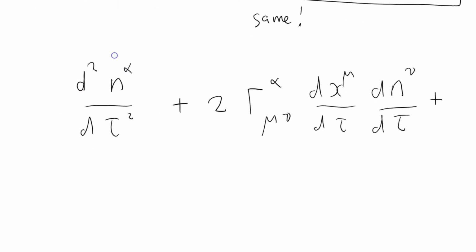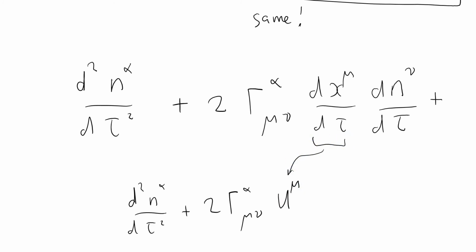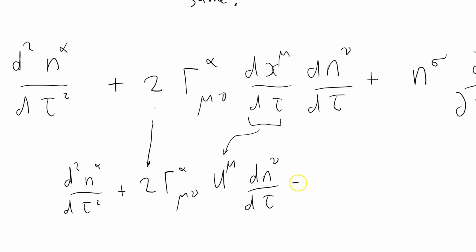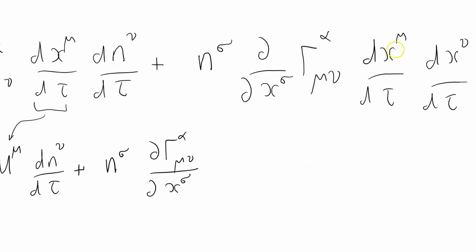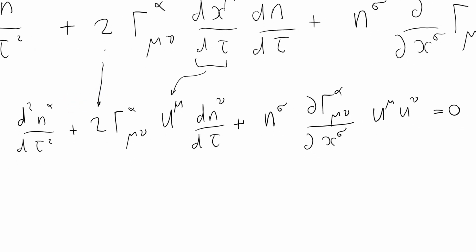Now I can still simplify this a little bit more. I can say that's d2n alpha by d tau squared plus 2 Gamma alpha mu nu times u mu, because that thing there is just the velocity of my particle, the four-velocity at least, times dn nu by d tau, plus the other term, n sigma times the derivative of Gamma alpha mu nu by dx sigma, and then dx mu by d tau is just u mu u nu, and that equals 0. Whew! I think it's time to stop. That's quite a nice equation.